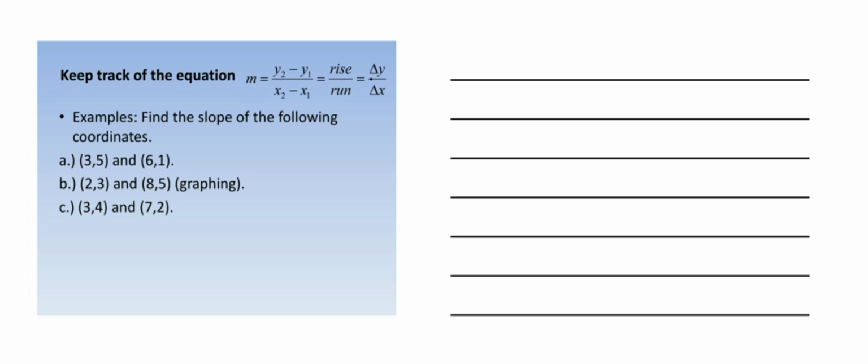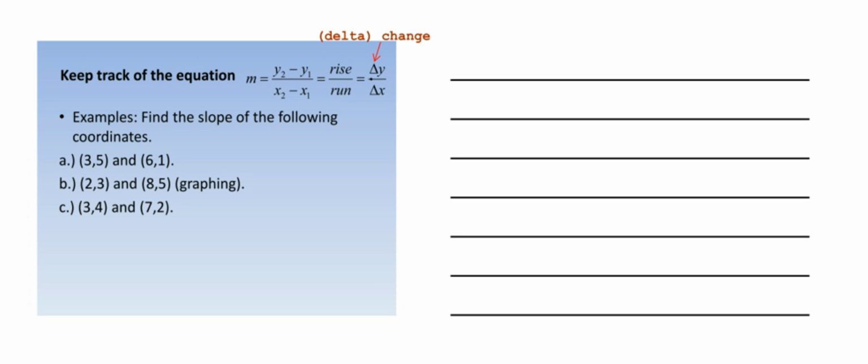Keep track of the equation, m equals y2 minus y1 divided by x2 minus x1, which is equal to the rise over the run, which is also equal to delta y over delta x. Just a note, delta means change. So in mathematics, it's implied as a change. In other words, change in y over change in x. And the symbol is delta. You may have seen it in some airline, right? Just for reference though, it implies change in y over change in x.